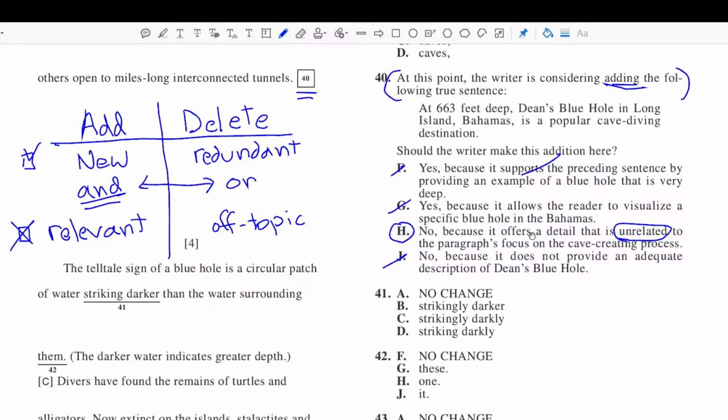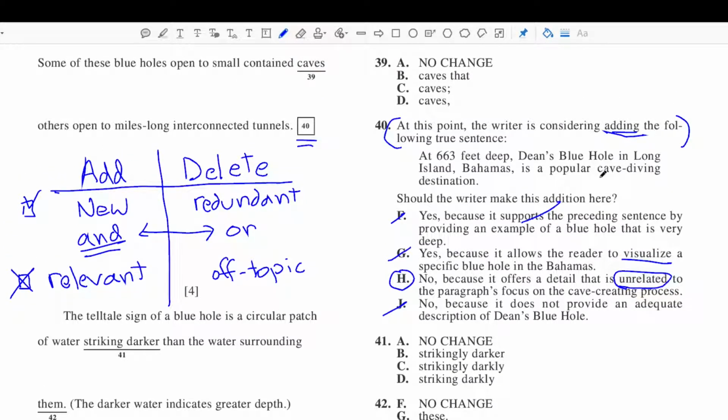Yes, because it allows the reader to visualize the specific blue hole in the Bahamas. Well, if I'm going to visualize this hole in the Bahamas, man, I'm going to want some detail about it, right? I want to know what it looks like. I want to know what it feels like down there. What's the air temperature like? I don't have any visualizing information. I just know it's really popular. Okay, so it doesn't help me visualize that specific blue hole in the Bahamas. So again, G is wrong, and I'm left with H.